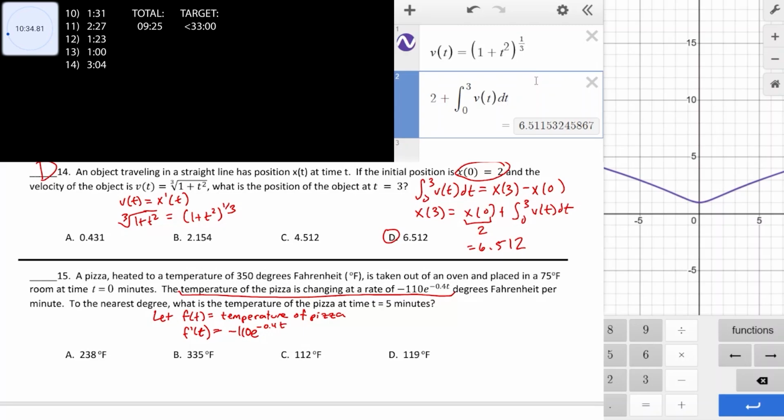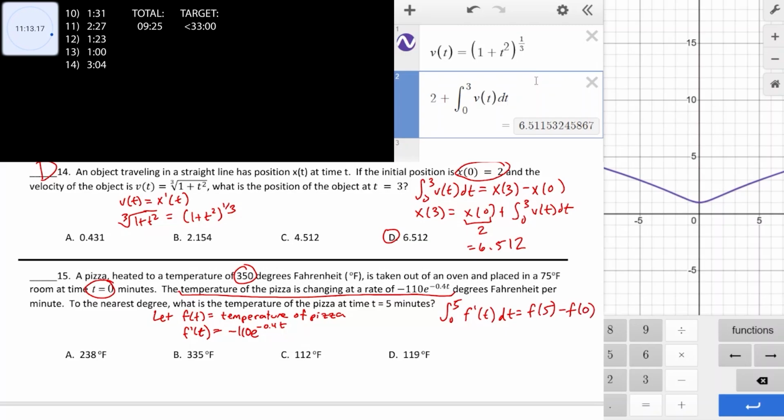Okay, so here this is going to be just like the previous problem, another fundamental theorem of calculus setup, where we have the integral from 0 to 5, because we have information about the temperature at t equals 0. We know the temperature is 350, but what we're trying to find is the temperature at t equals 5. So the integral from 0 to 5 of this f prime function, the negative 110 e to the negative 0.4t dt, should equal f of 5, in other words, the temperature at time 5 minus the temperature at time 0.